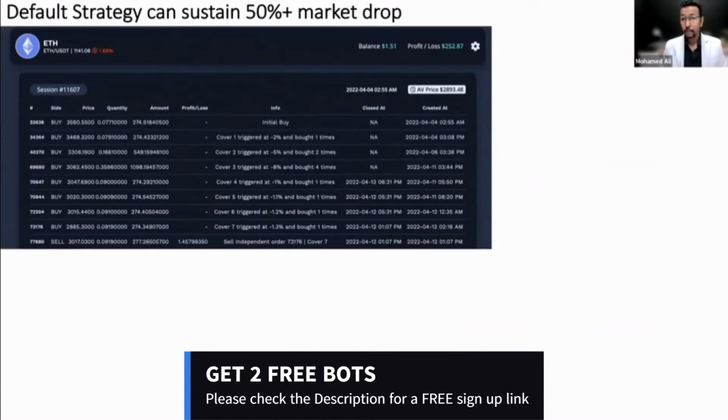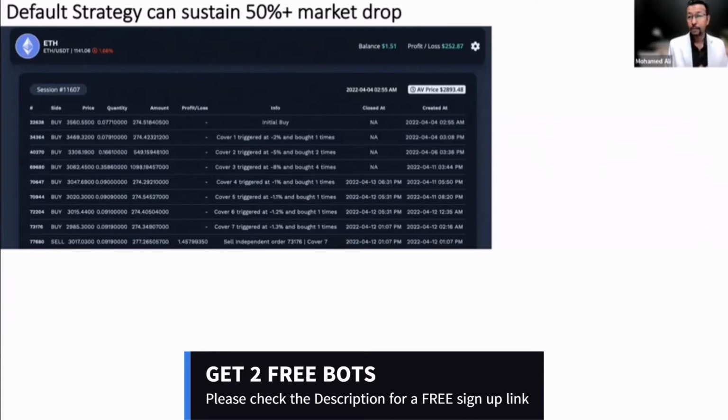The other thing I want to talk about is something we have been talking about a long time back, since the beginning, but we have never shown a case. We have never shown how EazyBot sustains more than a 50% drop of the market, how the default strategy sustains more than a 50% drop in the market. I have seen it myself, but I haven't shared it with anyone. So this is the time, I think, to share it with you.